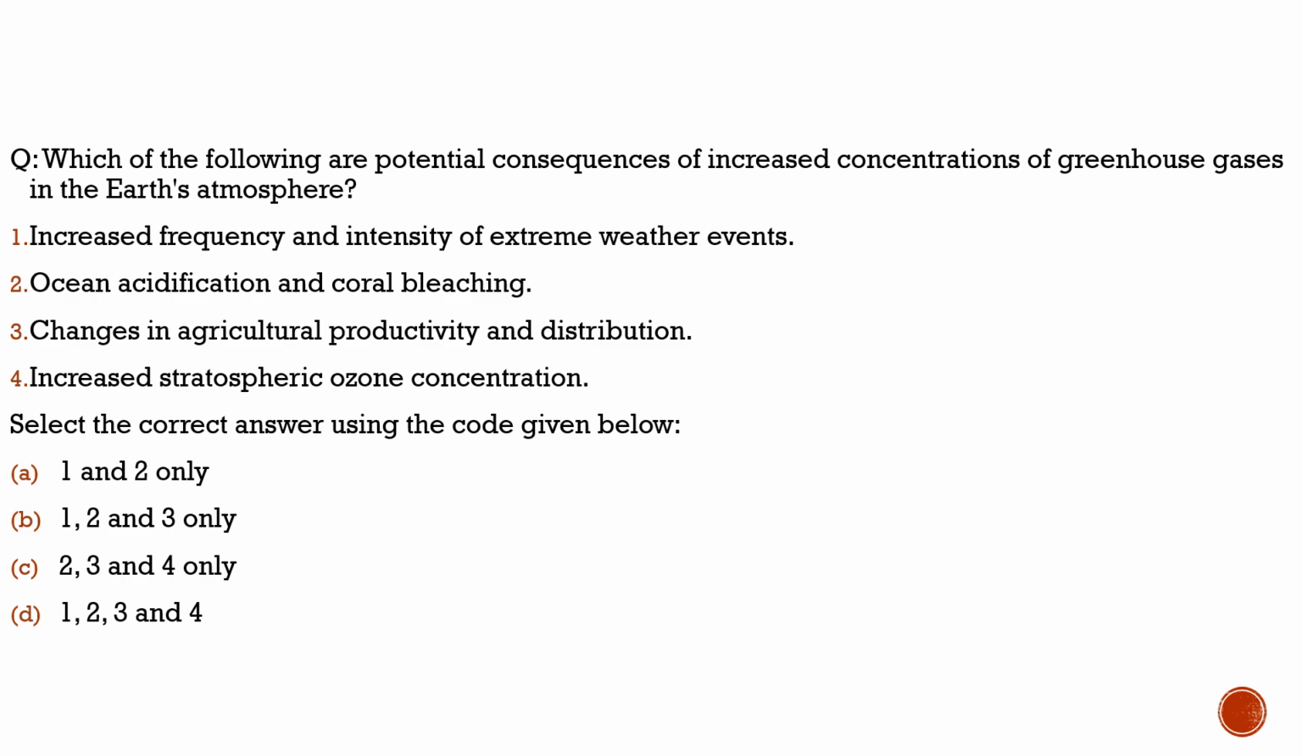Let's see what the other potential consequences of increased concentration of greenhouse gases in the Earth's atmosphere are, and that we will understand through this question. Here the question says, which of the following are potential consequences of increased concentration of greenhouse gases in the Earth's atmosphere? First statement, increased frequency and intensity of extreme weather events, 100% correct. Second, ocean acidification and coral bleaching, 100% correct. Third, change in agricultural productivity and distribution, correct. Fourth, increased stratospheric ozone concentration, no. It is not true. So with respect to this question, the correct statements would be statement 1, statement 2, and statement 3 only, and from the code given below, the correct code would be option B.